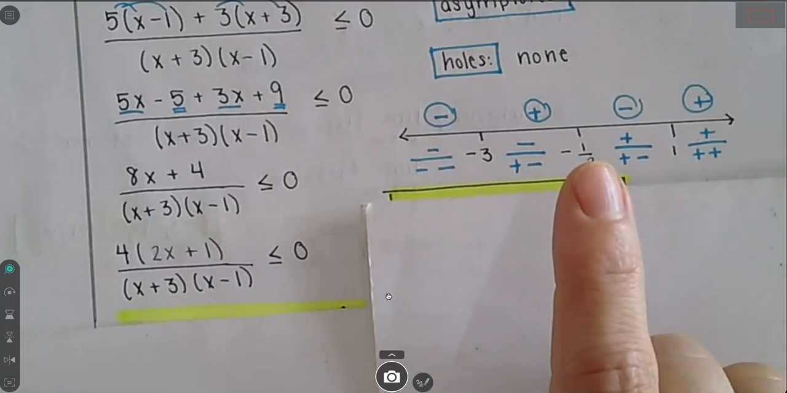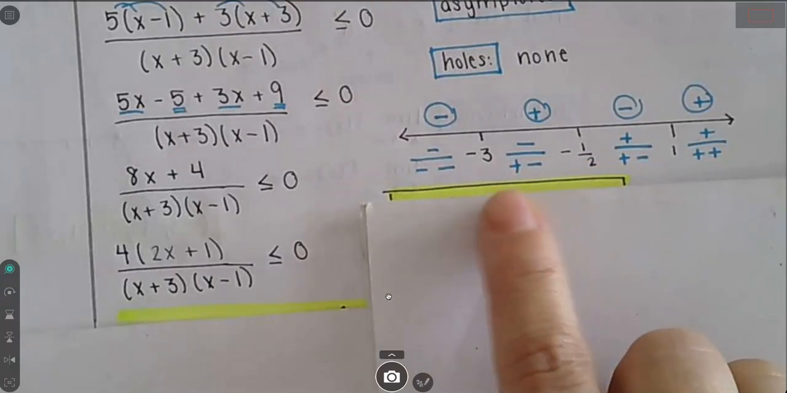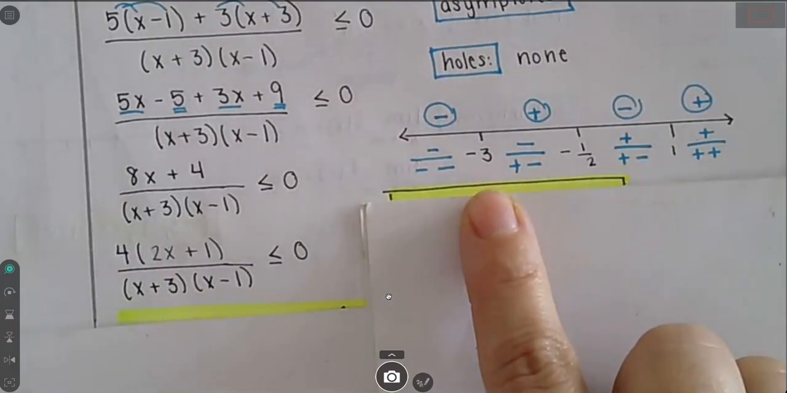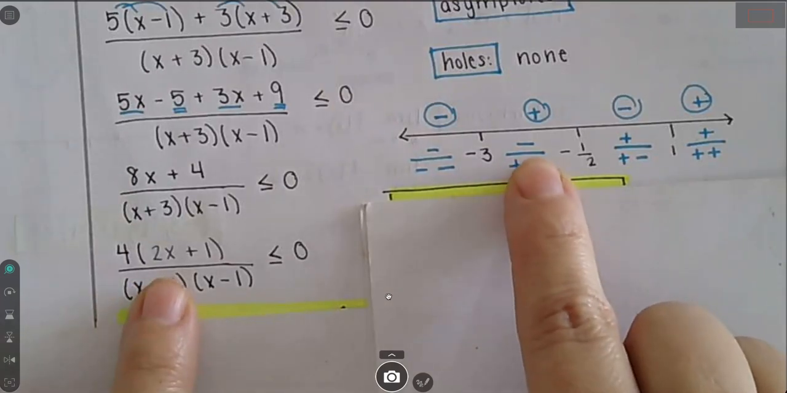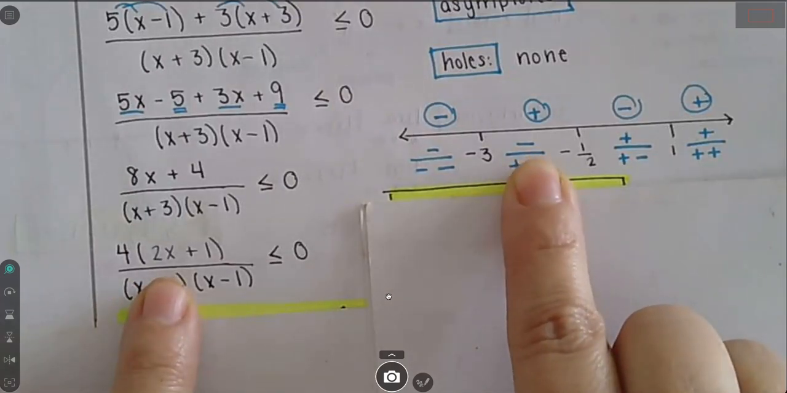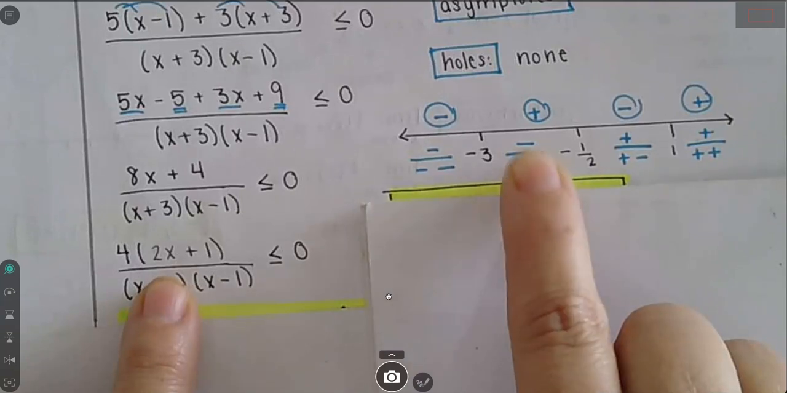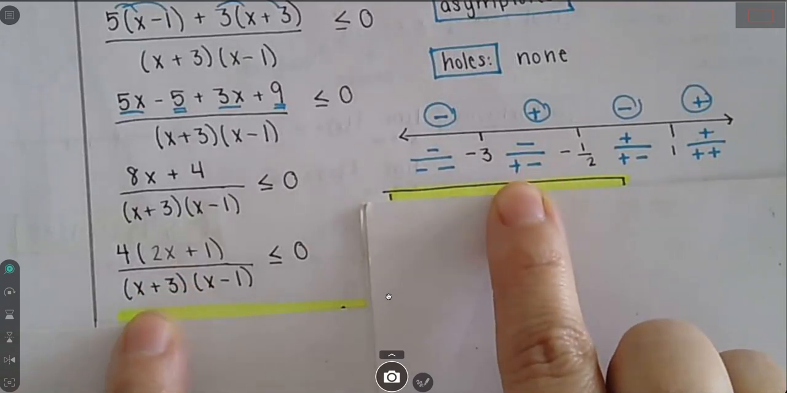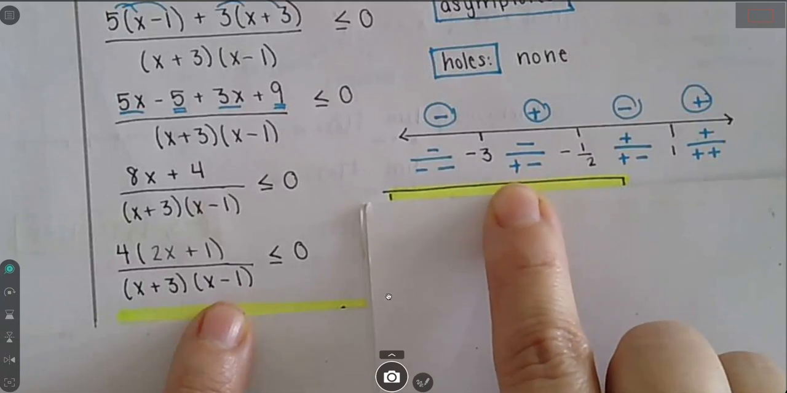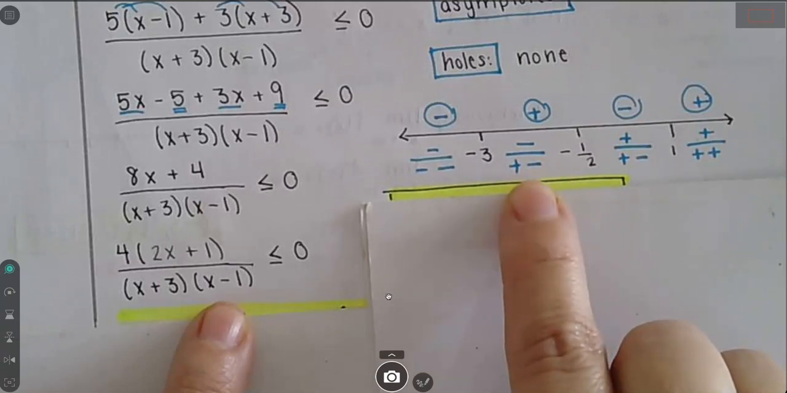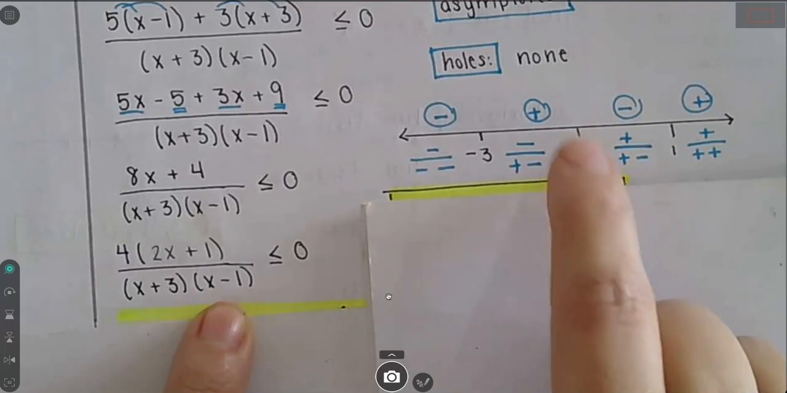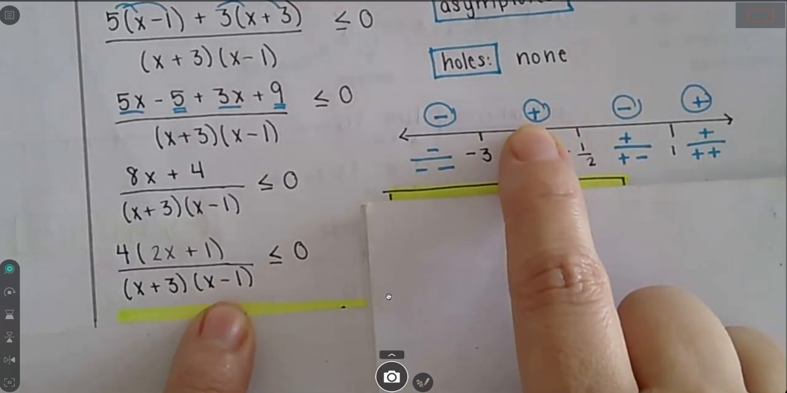Did that make sense? Okay, so then we're just going to do the same thing here. So from -3 to -1/2, I'm going to plug in -1. If I plug in -1 here, I'm going to get, let's see here, negative number here, positive number here, negative here. A positive times a negative is a negative. Negative divided by a negative is positive. So the function is positive here.